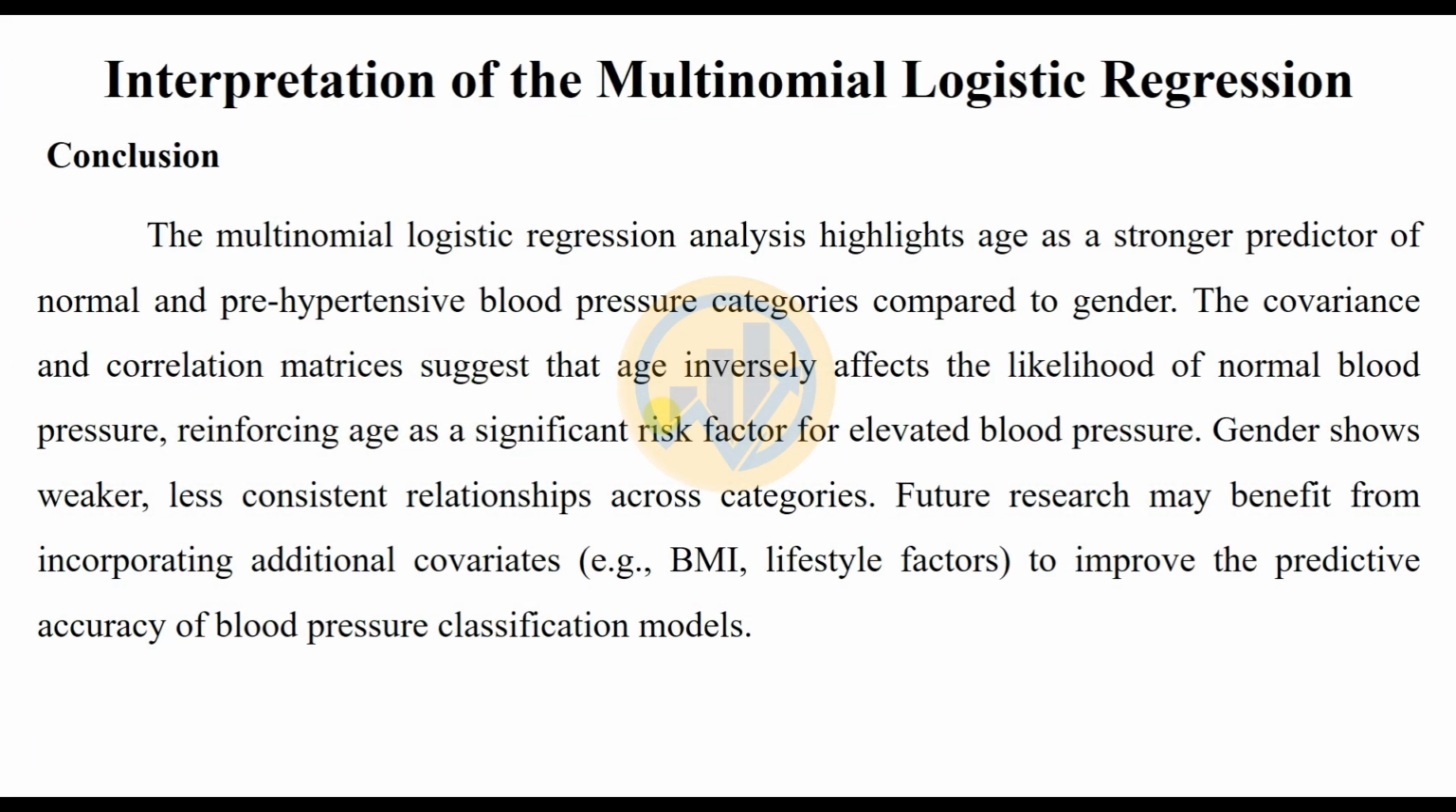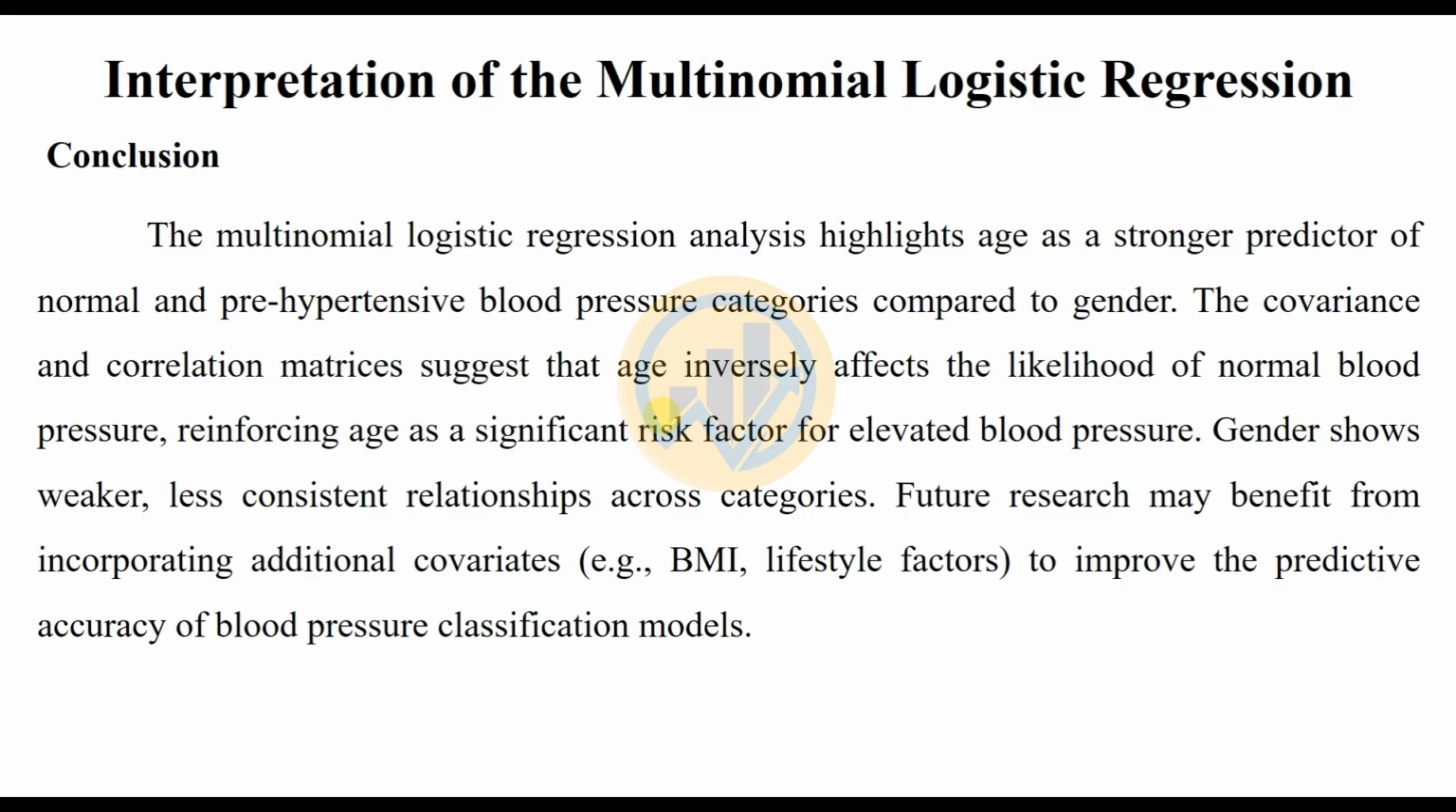The conclusion of the multinomial logistic regression in OriginPro: the analysis highlights age as a stronger predictor of normal and prehypertension blood pressure categories compared to gender. The covariance and correlation matrices suggest that age inversely affects the likelihood of normal blood pressure, raising age as a significant risk factor for elevated blood pressure. Gender shows a weaker, less concerning relationship across the categories.